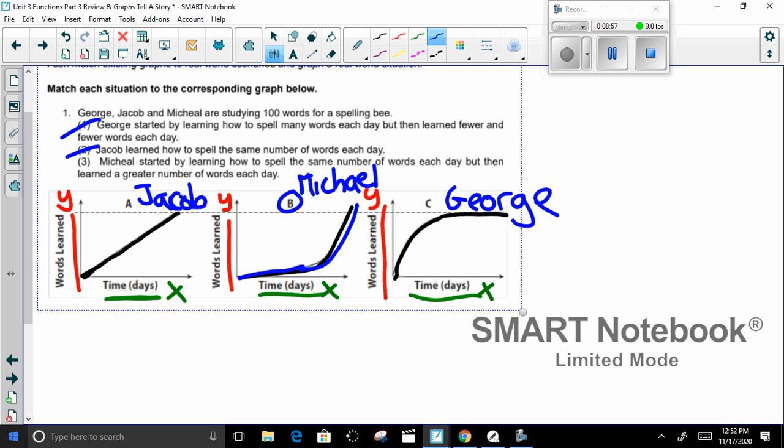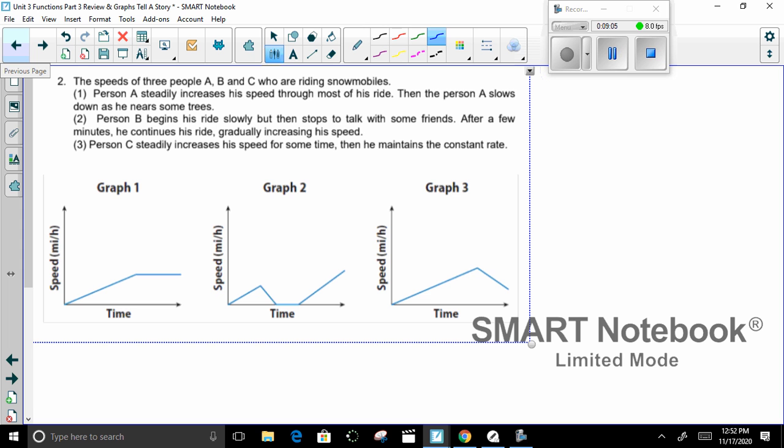So break it down step by step. Make sure you know what's on your X and Y axis. Make sure you understand the graphs first and then match them up. All right, the speeds of 3 people, A, B, and C, who are riding snowmobiles. My X is time, and my Y is speed in miles per hour. Without me giving you a little rundown of these, let's see if you can figure it out.